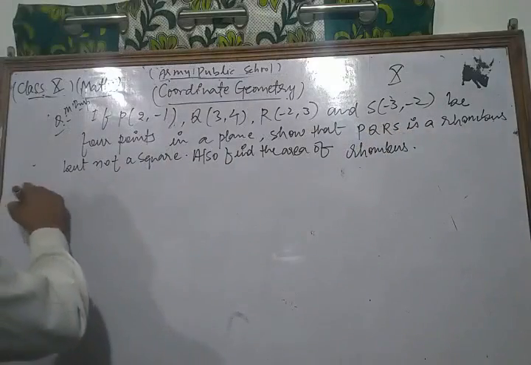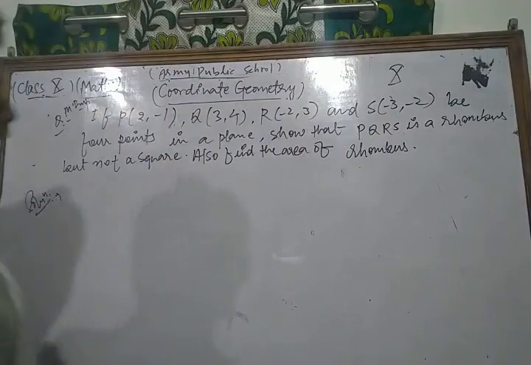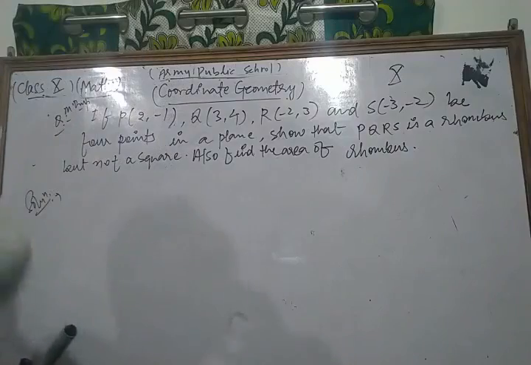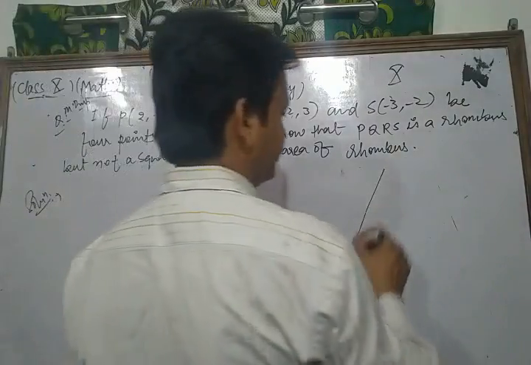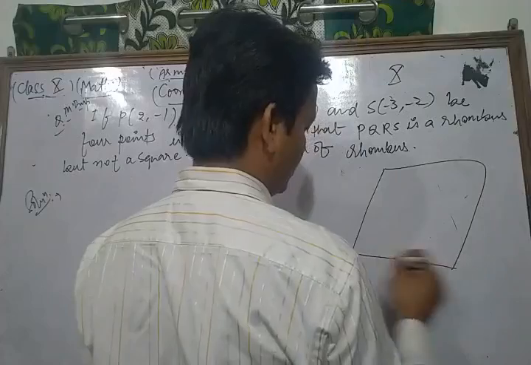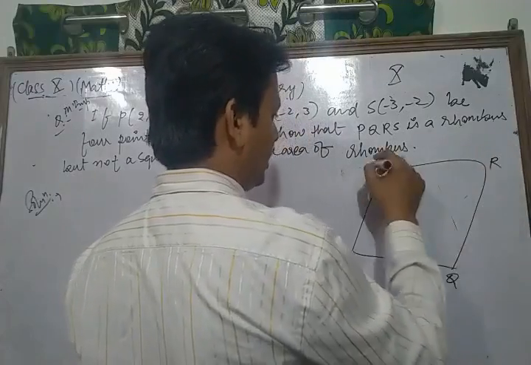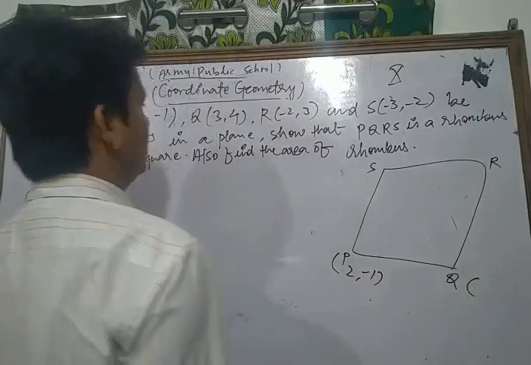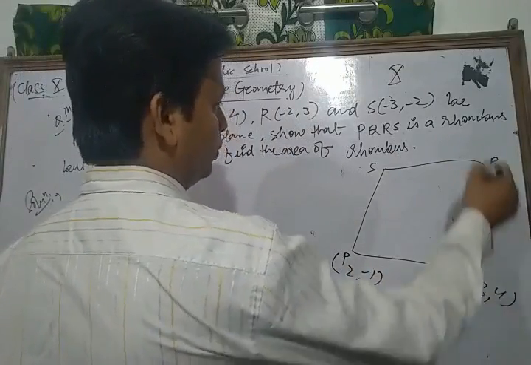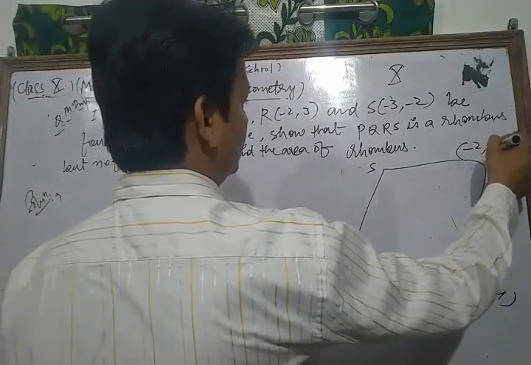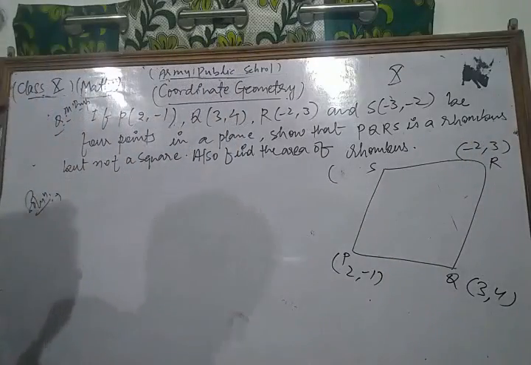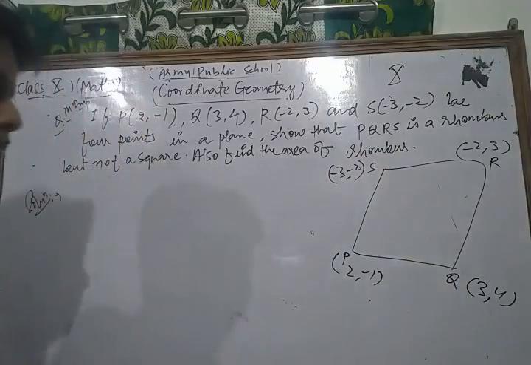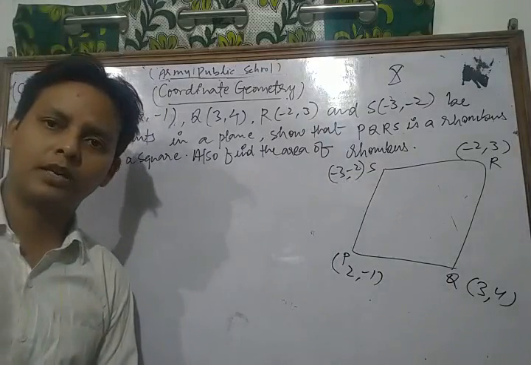Now let's see its solution. This is also a very important question of your syllabus. So let's see the process to solve this type of question. First of all, we form a quadrilateral PQRS. The coordinate of P is (2, -1), Q is (3, 4), R is (-2, 3), and S is (-3, -2). We have to show that PQRS is a rhombus.